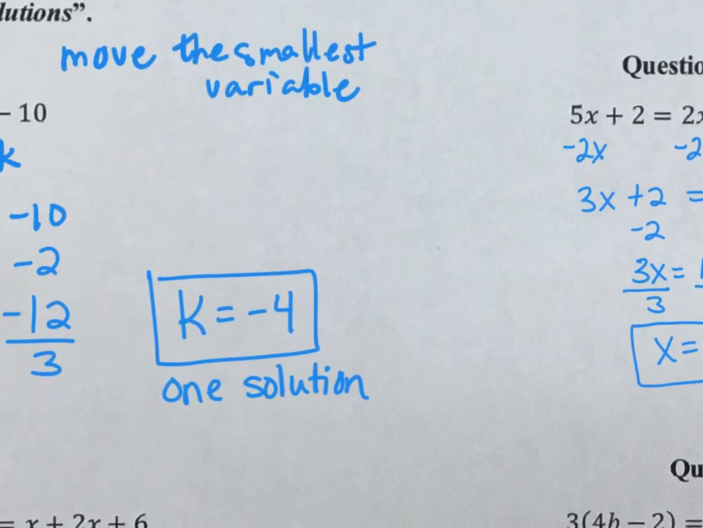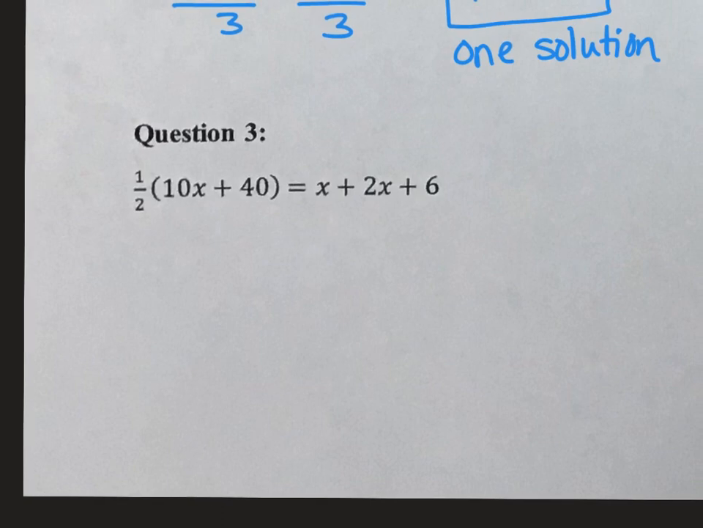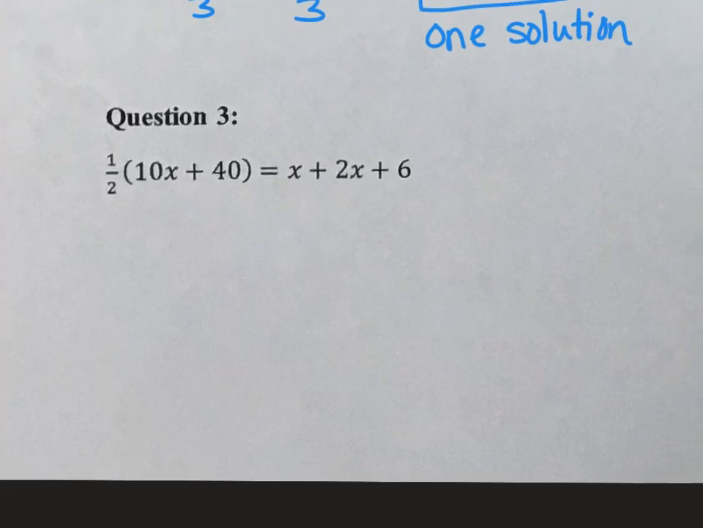Now let's go to question number 3. Okay, this one's a little bit complicated, okay? A lot going on here, but let's just take it step by step. My first step tells me to distribute and/or combine like terms, okay? I'm going to distribute here on this left side, 1/2 times 10x plus 1/2 times 40, okay? So that looks like this.